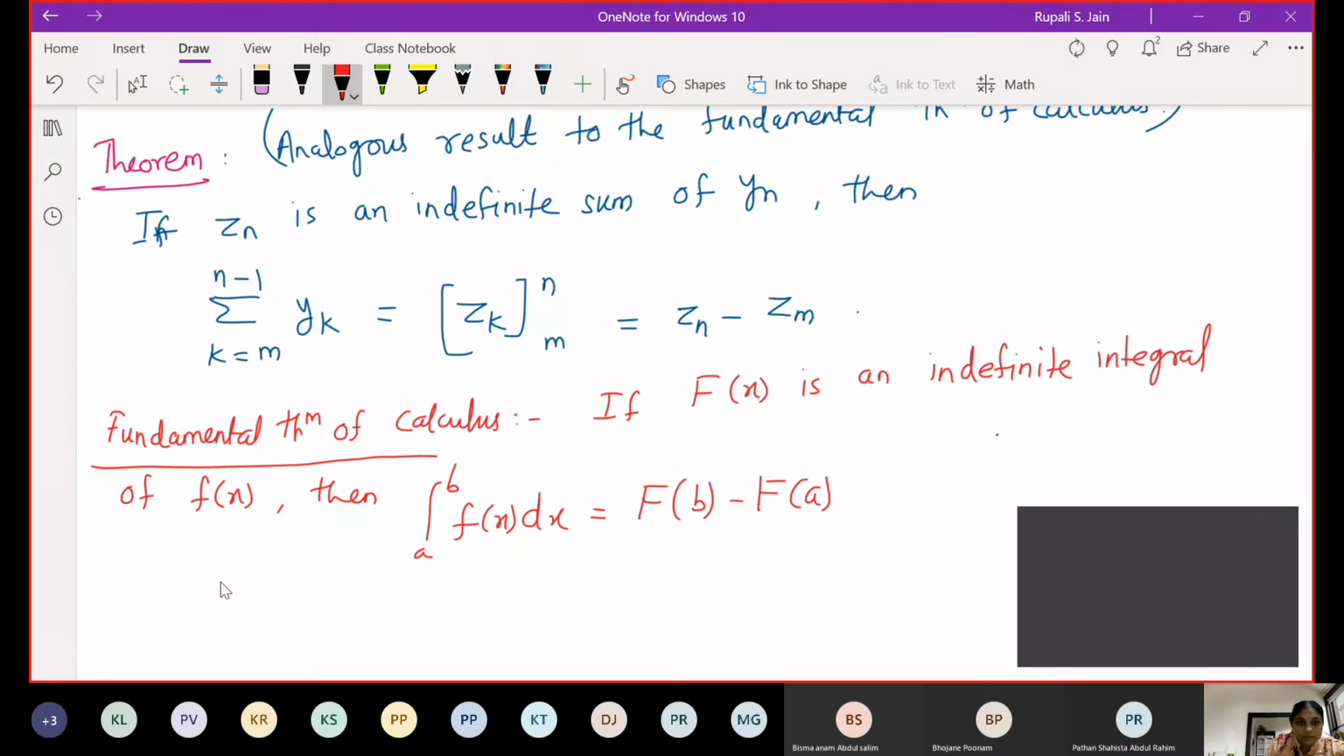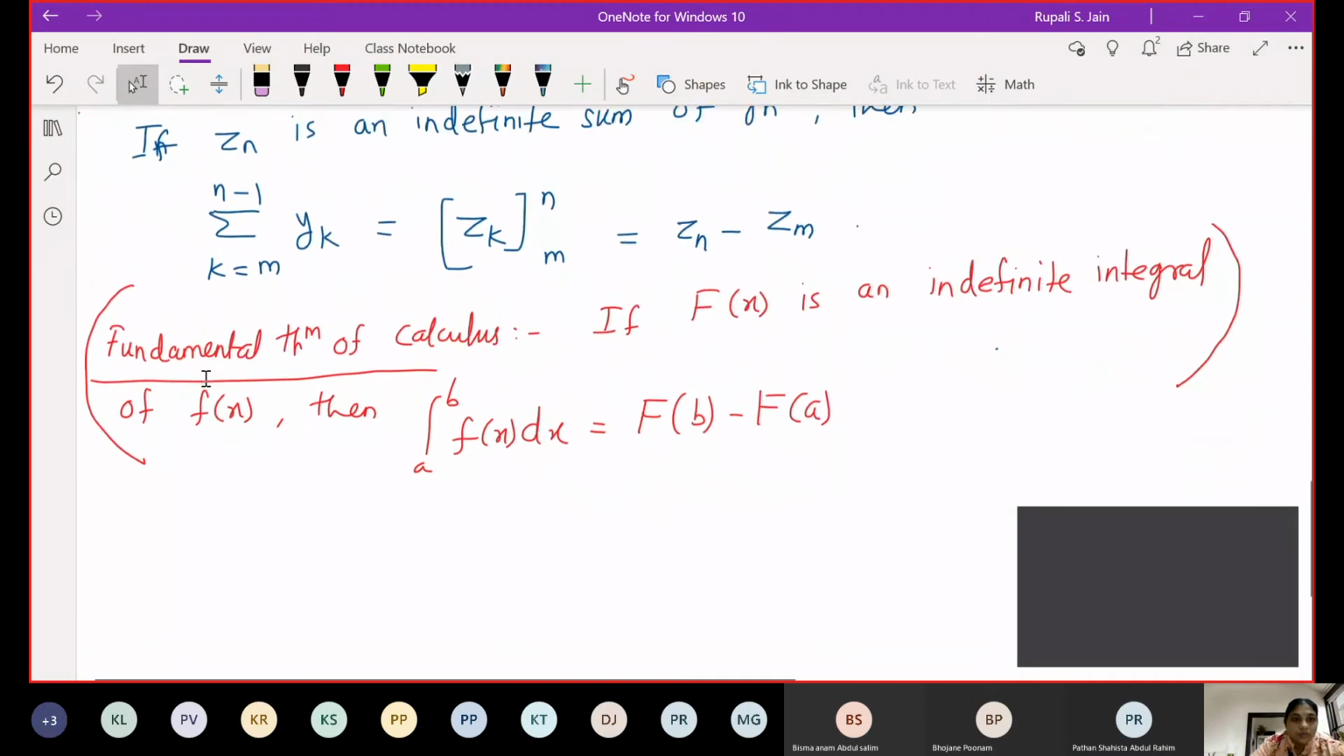So this is the definite sum: summation yk is equal to summation zk, where zk is the indefinite sum of yn. So I can write this as zn minus zm. Is that okay? So this is just for your information.